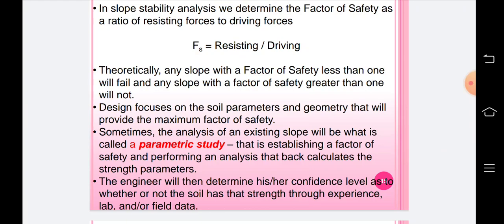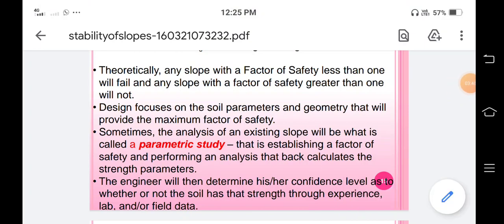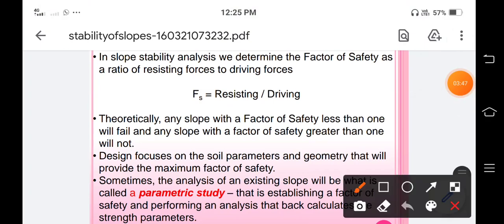or by field data. So in this whole unit, unit number 6, stability of slopes, we are going to find out the factor of safety of the slopes by using this formula, the resisting force upon the driving force. For that purpose we need the concept of shear strength. This resisting force is nothing but the shear strength of the soil.